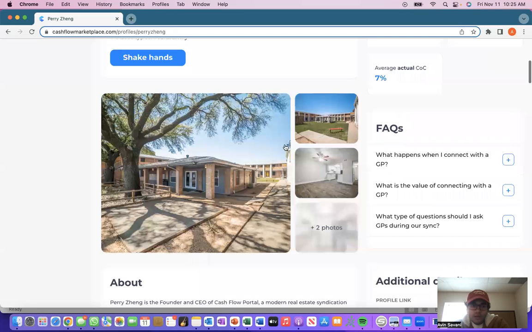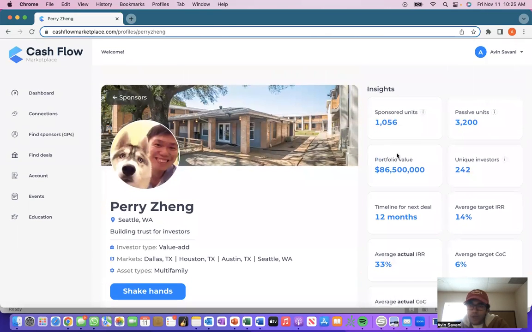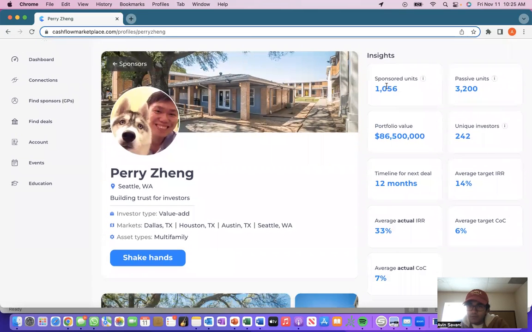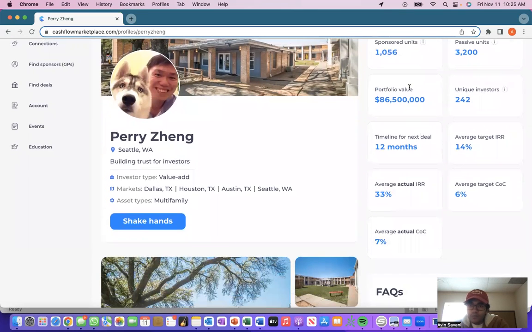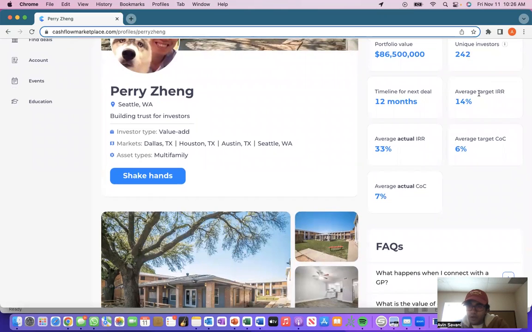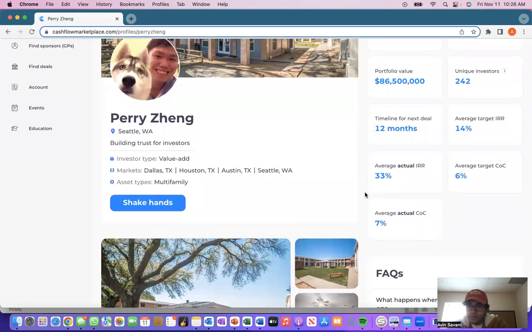So yeah, and then if you want to check out his profile, you can look through how many units he's done in the past, passive units, active units, the portfolio value, how many investors he's done it with, average target IRR, cash on cash target, the actual internal rate of return and the actual cash on cash. So that's pretty cool to see that he's actually outperformed his target.